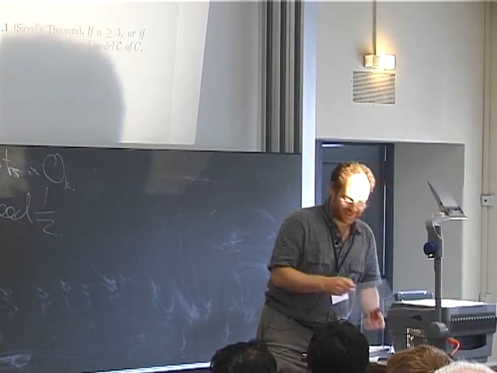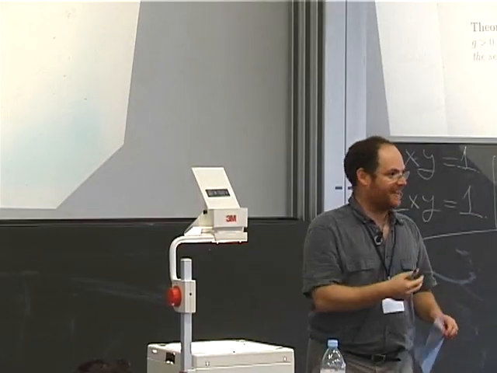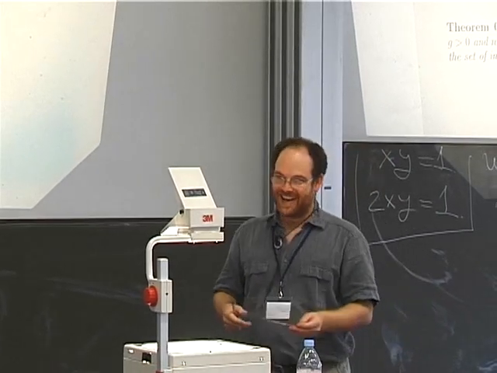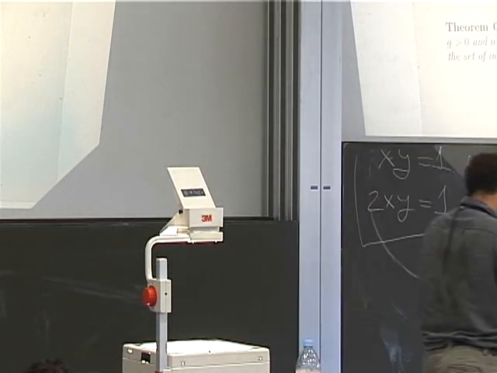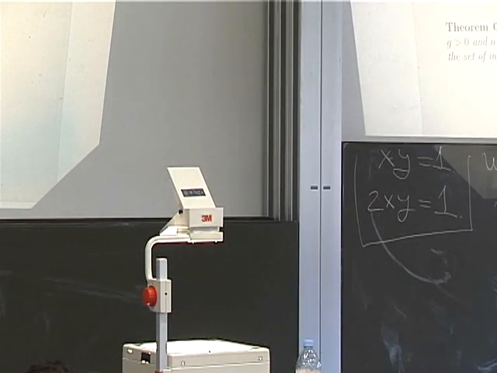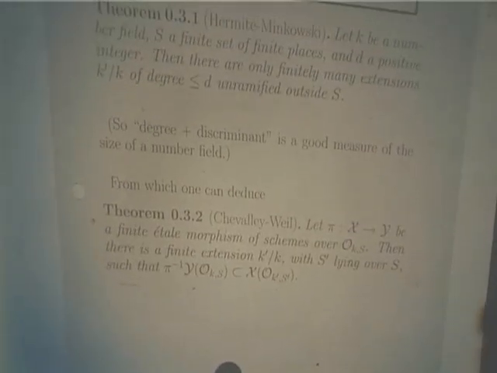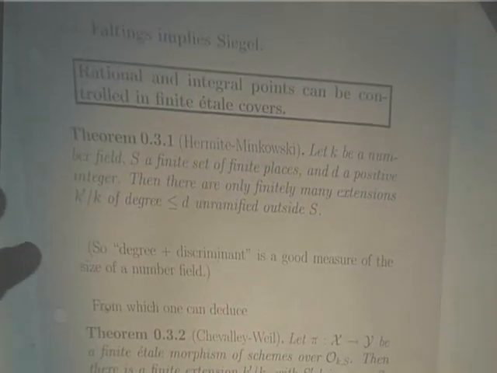One of the holy grails of this subject is that people want a way of deducing Faltings's theorem directly from a Siegel-type result. That would be really wonderful, and one expects that it would give us better results on Faltings. I know I'm repeating things that you have done.